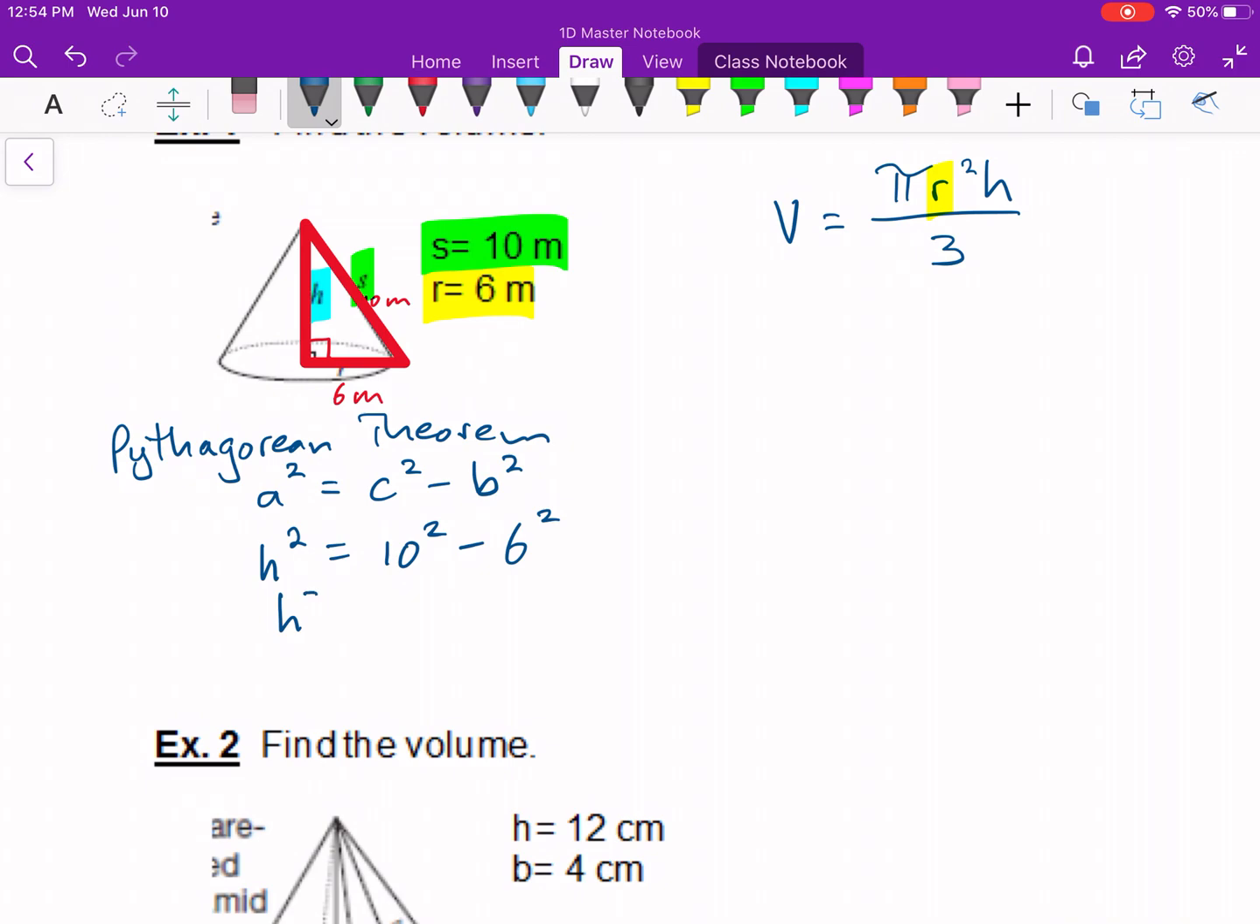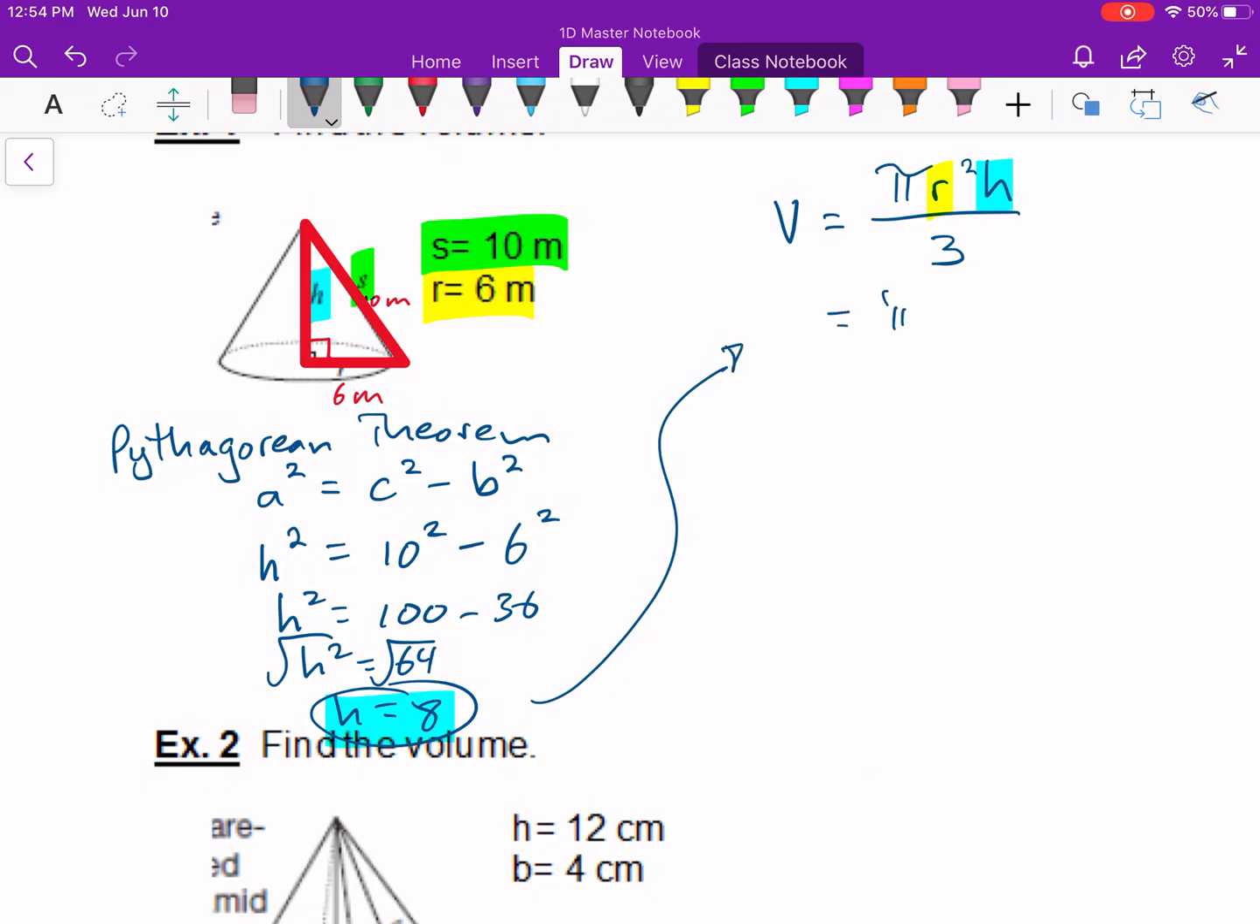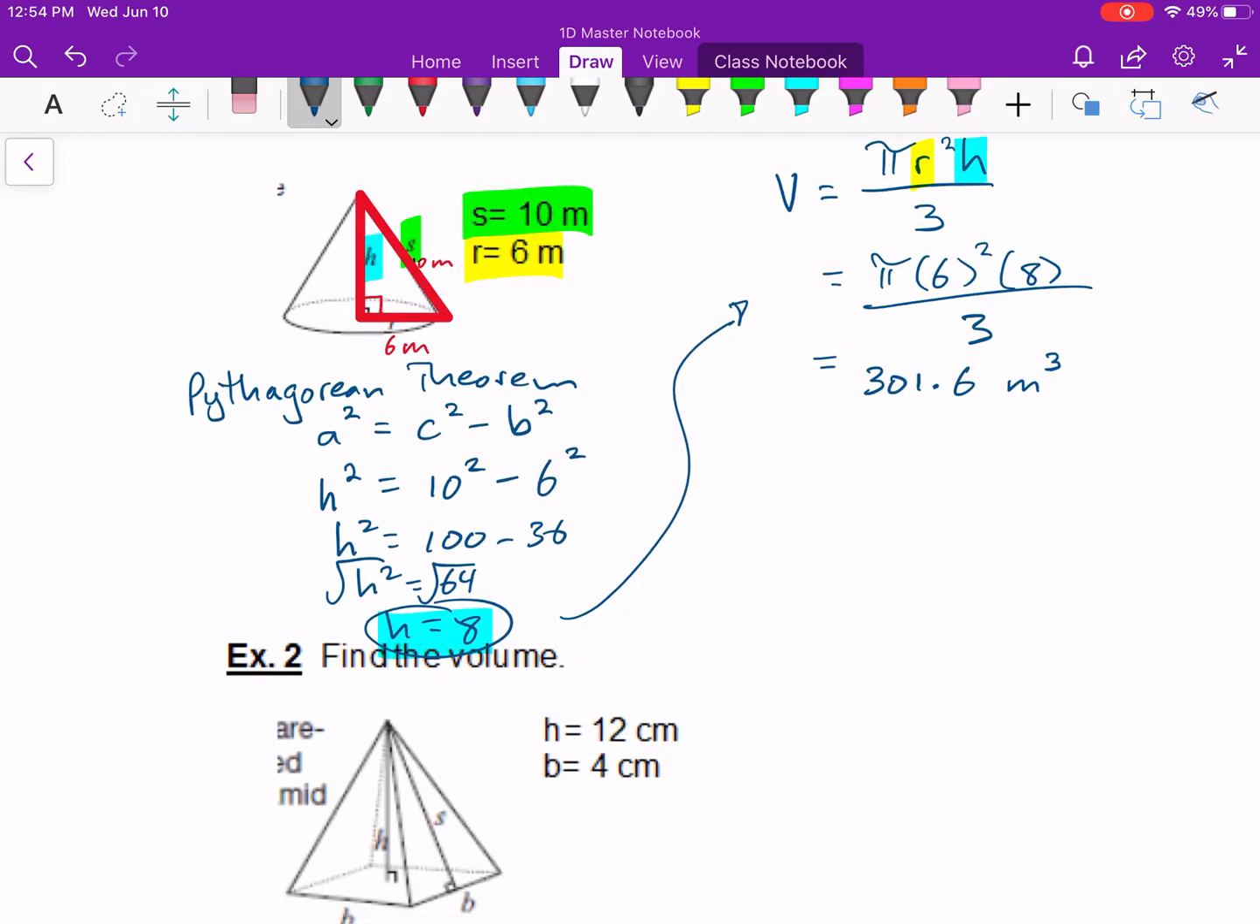And so we have 100 minus 36, and we have 64, and then we'll take the square root of each side, and h ends up being 8. Now, I've got what I need to fill in this formula. I can go pi times 6 squared, because r was 6, times h is 8, divided by 3. And when I type all that in, I get 301.6. Now, I just had that pre-worked out to save a little time, but you can confirm that. Do pi times 6 squared times 8 divided by 3, and you should get 301.6.